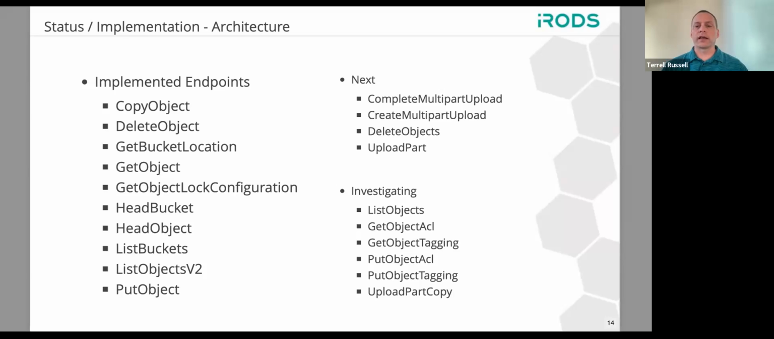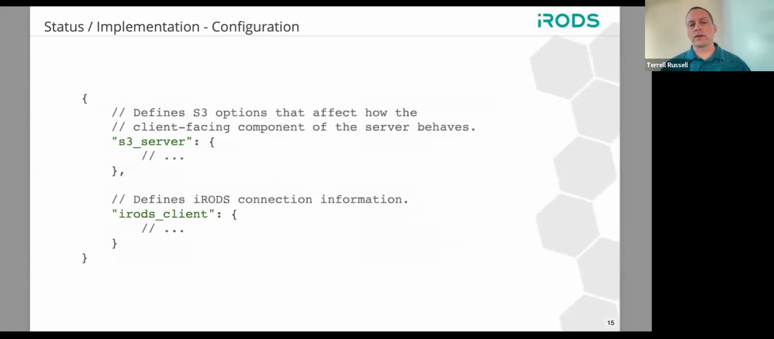What does the error code look like? How do we convey that? Not sure yet. And we don't even really know what upload part copy is yet. We're just going to ignore that. But that's where we are. We've done a pretty good job. It is behaving.